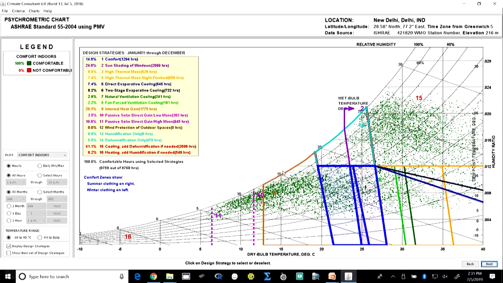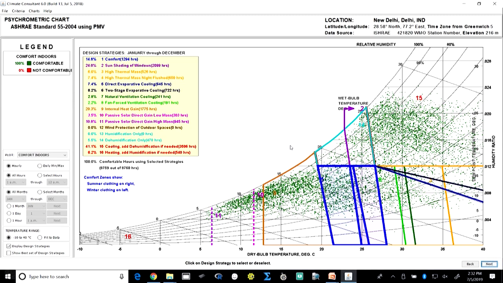Once we have understood what the climate of the place is, we come to a screen like this. Now, this is critical and we have to look at this screen carefully, and this is what tells us what the design strategies are. If we look at all the strategies which can be employed to increase the hours of comfort, finally, with the employment of all these strategies, 100% of the time the indoors can be maintained comfortable.